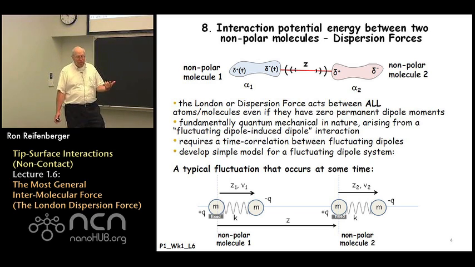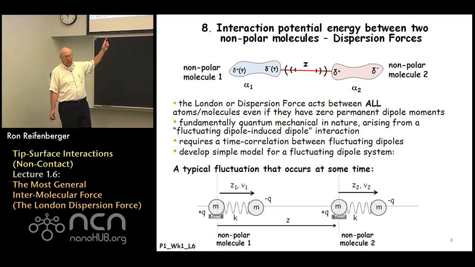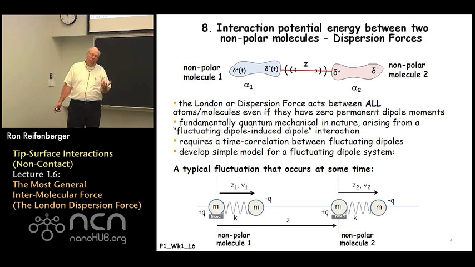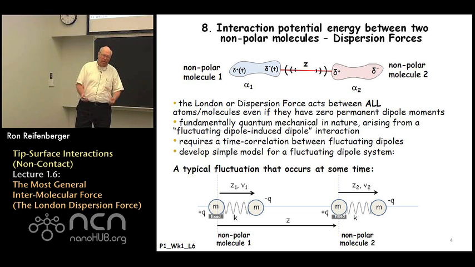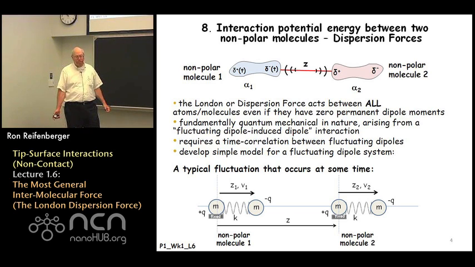So this is really a quantum mechanical effect. It requires a very close time correlation between the fluctuating dipoles in one molecule and the fluctuating dipoles in the second. The approach we're going to take in this lecture is to develop a very simple physical model that captures the essence of these fluctuating dipoles and illustrates how this fluctuation in dipole moment can actually give rise to a net attractive interaction.